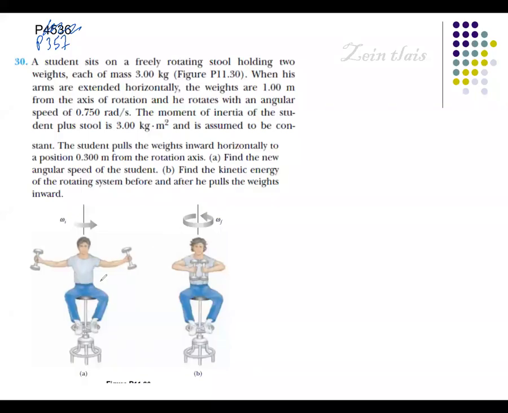Problem 30: we have a student sitting on a freely rotating stool. The student is holding two weights, M1 and M2. M1 equals M2 equals 3 kilograms, with weights M1g and M2g.